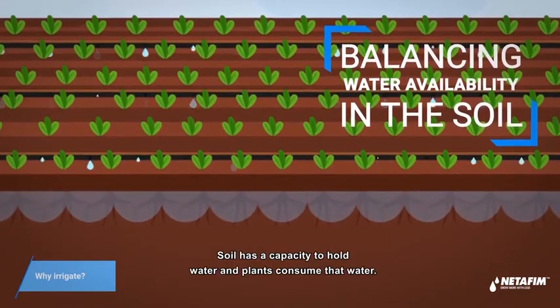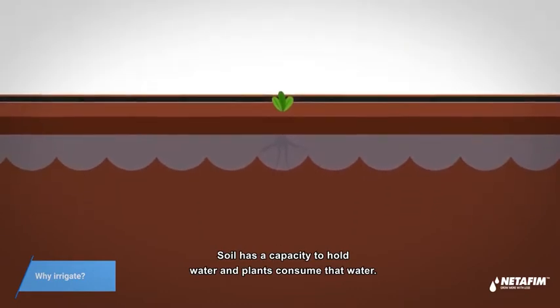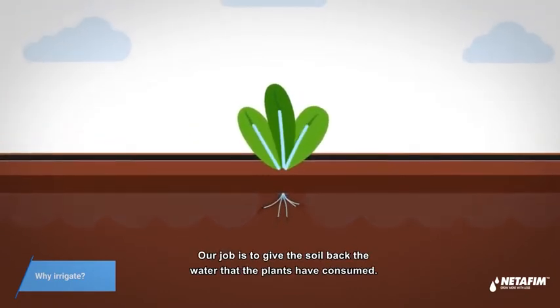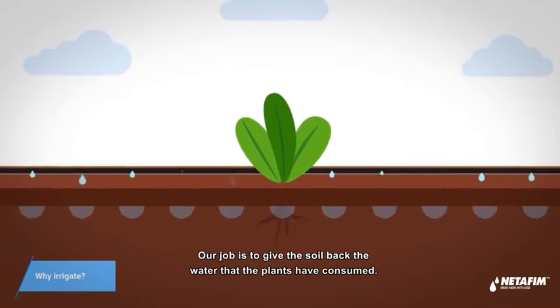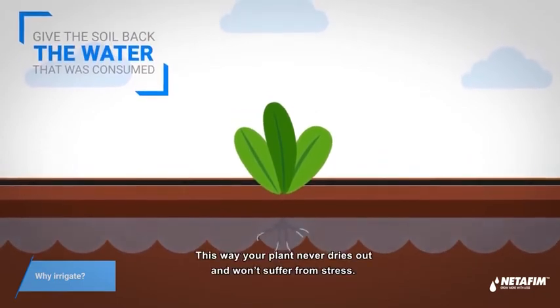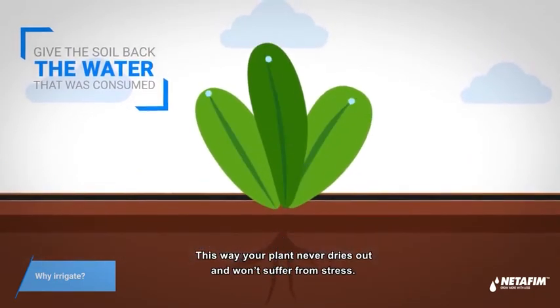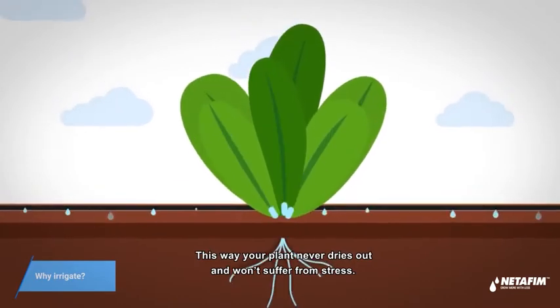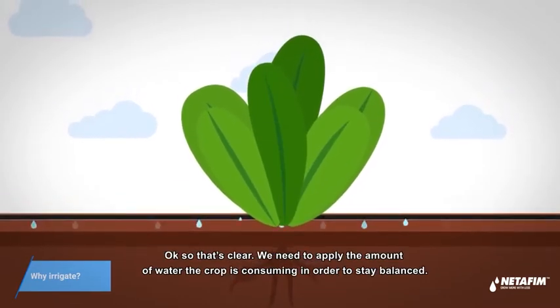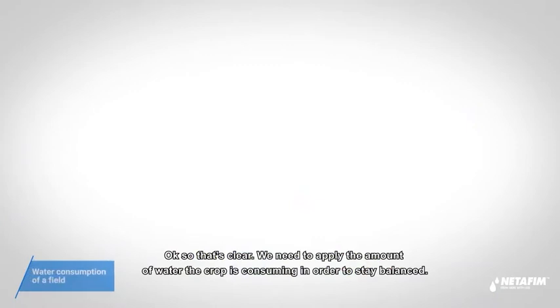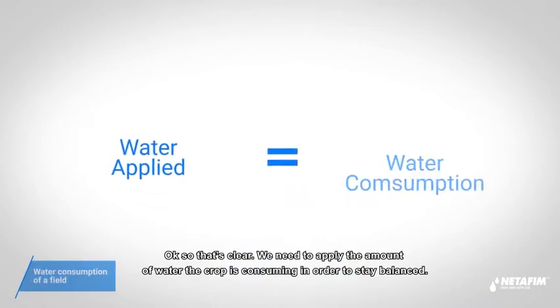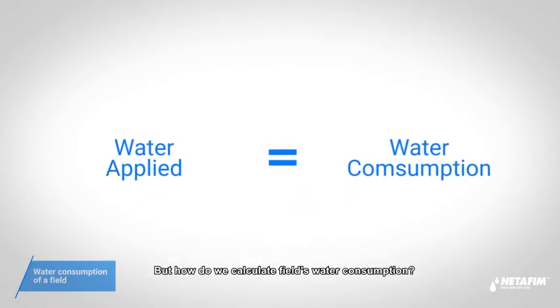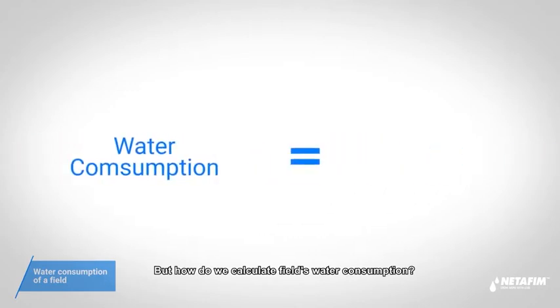Soil has a capacity to hold water, and plants consume that water. Our job is to give the soil back the water that the plants have consumed. This way your plant never dries out and won't suffer from stress. Okay, so that's clear. We need to apply the amount of water the crop is consuming in order to stay balanced. But how do we calculate a field's water consumption?